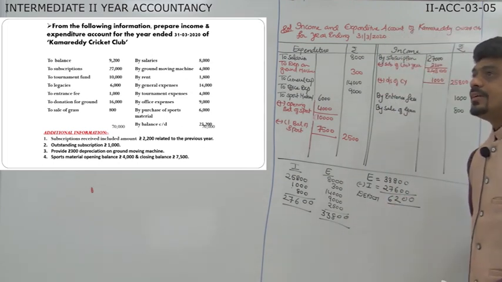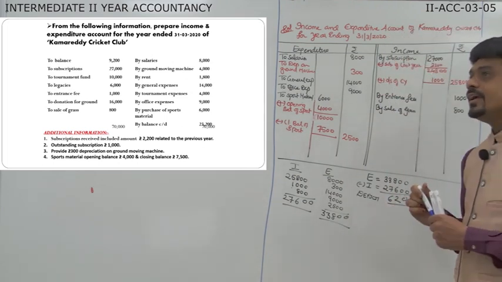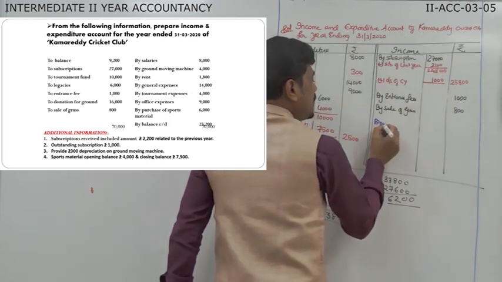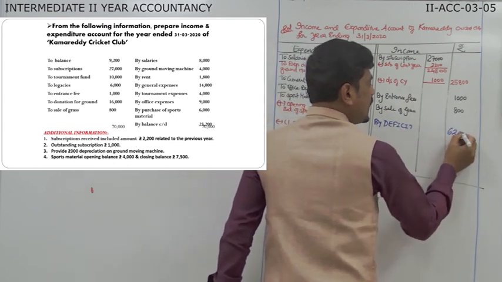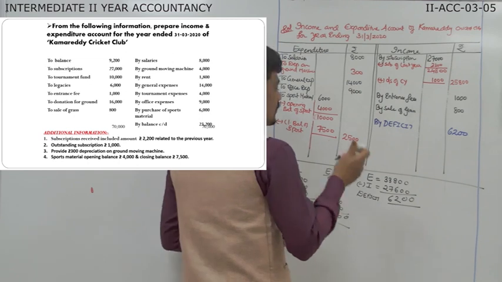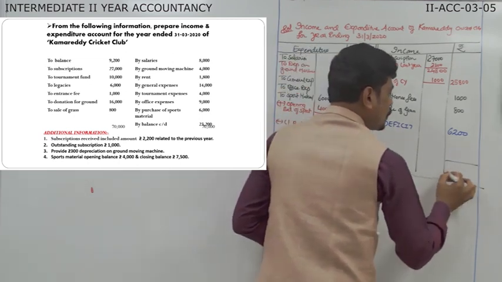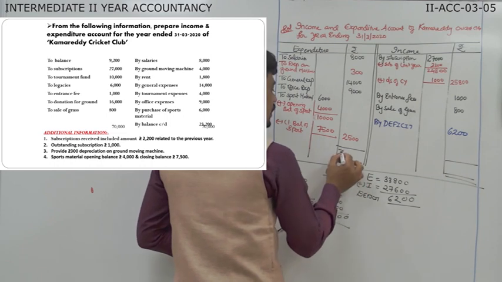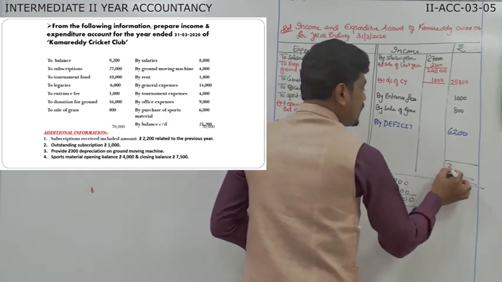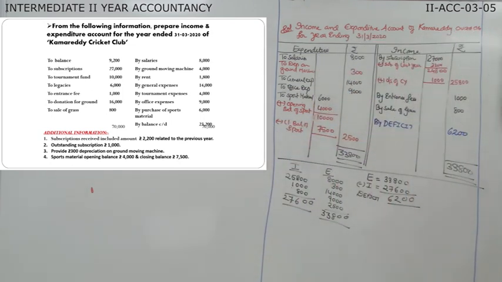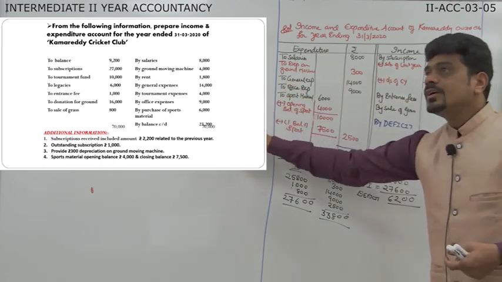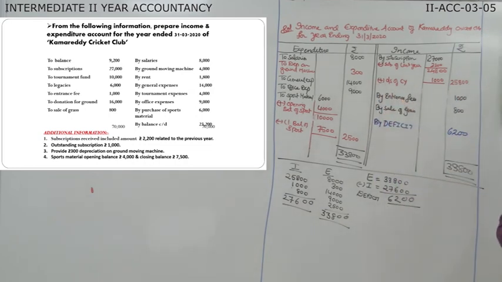This is called deficit. And where will the deficit be posted? Credit side. So by deficit 6,200, and then close the account with the total 33,800 on both sides. You can all see the solution, how it is drafted. Question is there, solution is there. Whenever you have leisure time, you can revise it again.